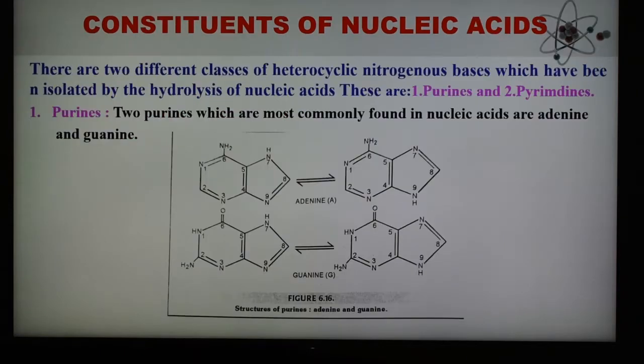So a number of bases are here. As we know, there are two different classes of heterocyclic nitrogenous bases which have been isolated by the hydrolysis of nucleic acid. These two classes are purines and pyrimidines. First are the purines, and the two purines most commonly found in nucleic acid are adenine and guanine. The structures of adenine and guanine are shown here.